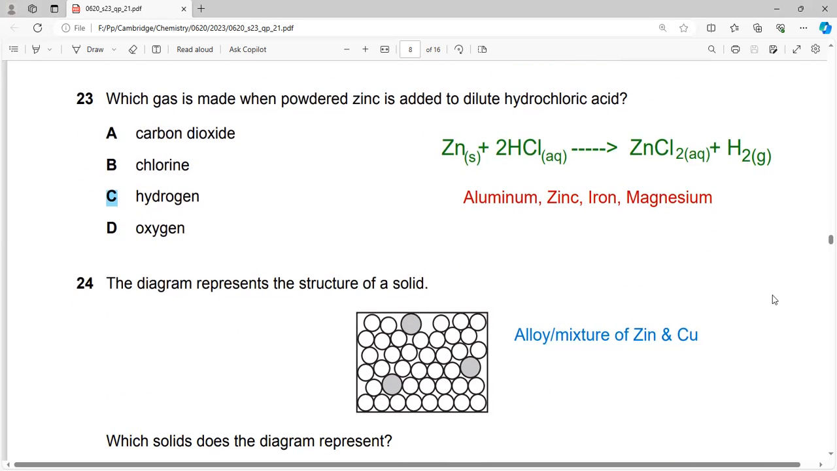The question number 23. Which gas is made when powdered zinc is added to dilute hydrochloric acid? So there are certain types of metal which react directly with dilute hydrochloric acid. For example, aluminium, zinc, iron, and magnesium can react. What about other metals? They are not reacting. So we can see that the zinc is reacting in powder form with the dilute hydrochloric acid, and that will produce zinc chloride and hydrogen gas. So C is our correct option here.